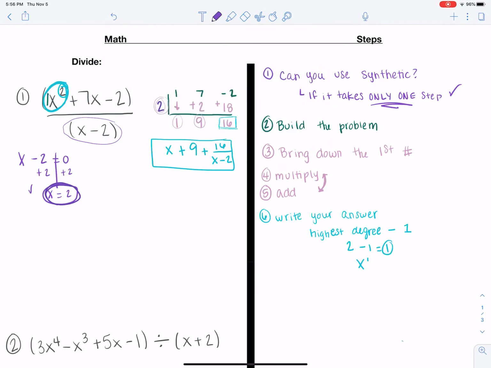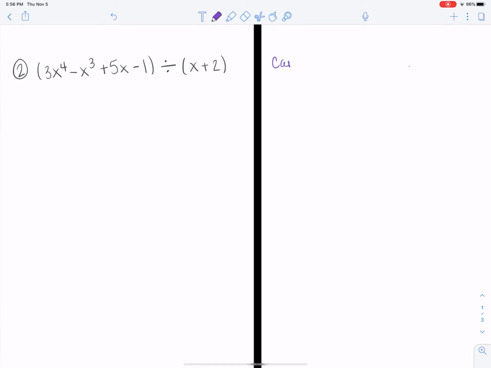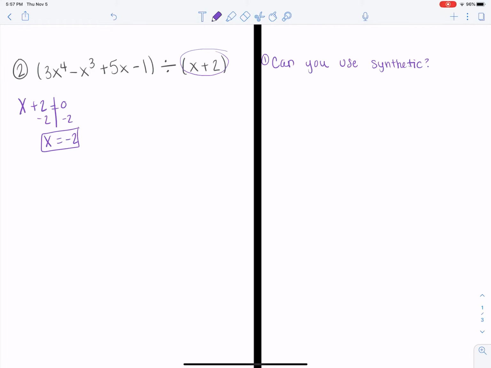Number 2. First, we need to ask ourselves, can I use synthetic division? In order to figure that out, you're going to take the divisor, x plus 2, and set it equal to 0. You're going to solve. So minus 2, x equals negative 2. Then you count your steps. It took me 1 step to solve, so yes, I can use synthetic division. Step 2, we're going to build the problem.